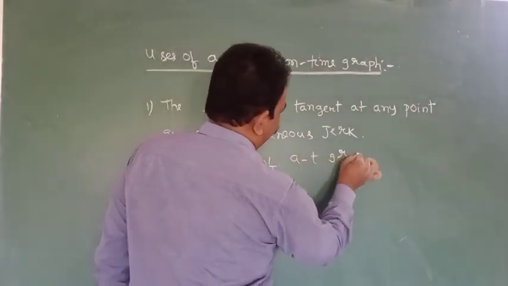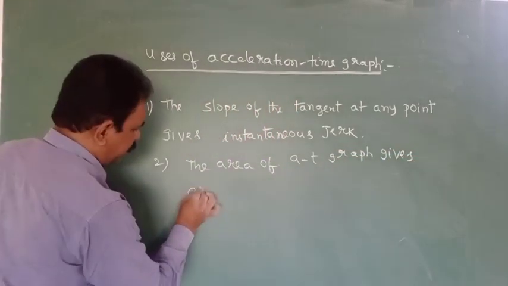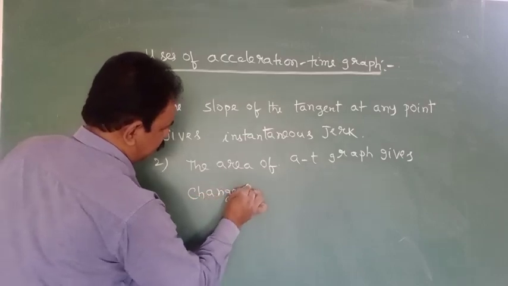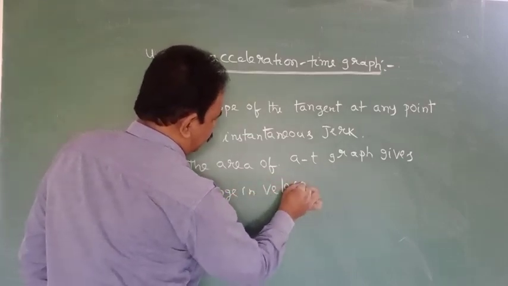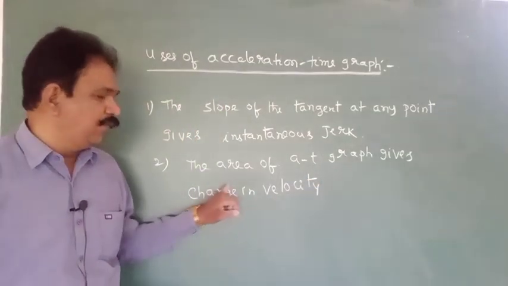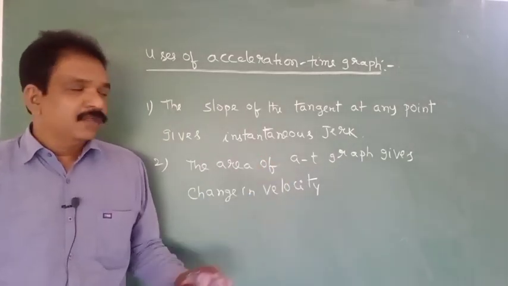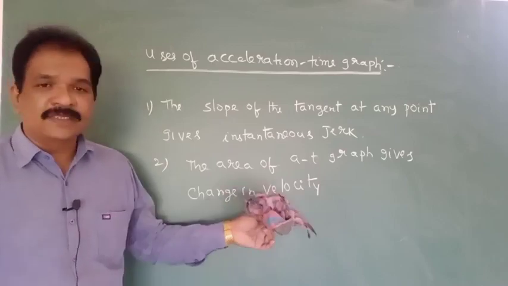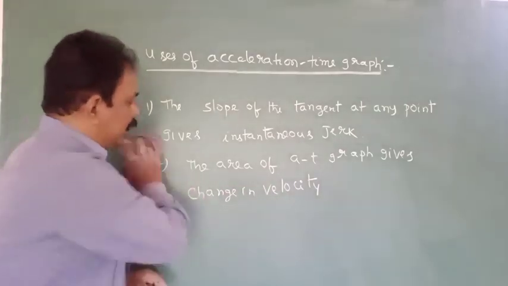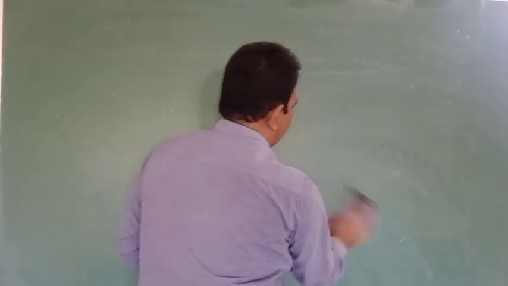Next, second one: the area of the AT graph gives the change in velocity. The area of the acceleration time graph will give the change in velocity. Okay, these are the uses of the acceleration time graph. Next topic will be how to derive the equations of motion using this velocity time graph.